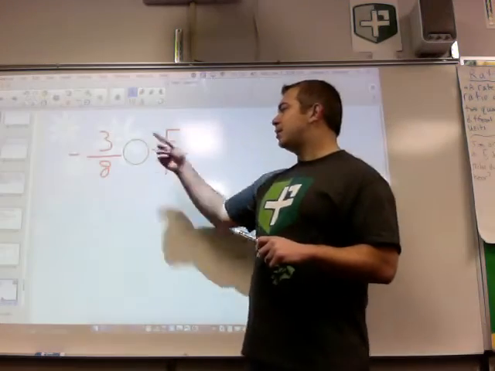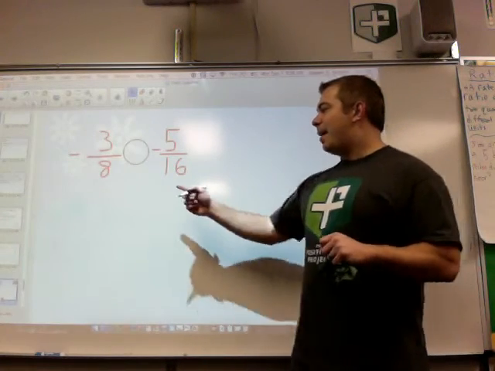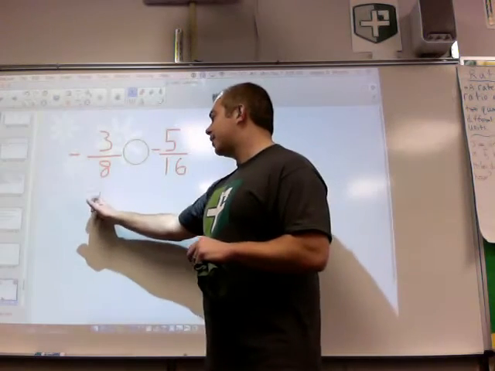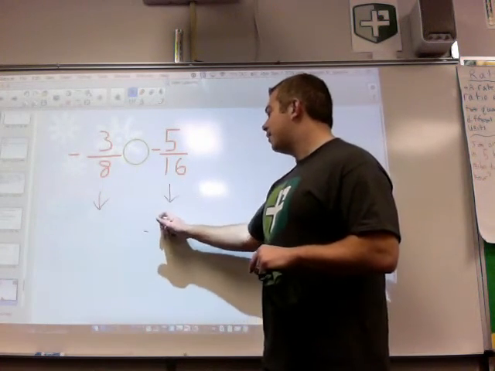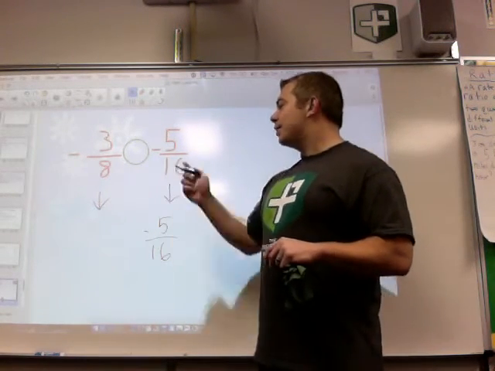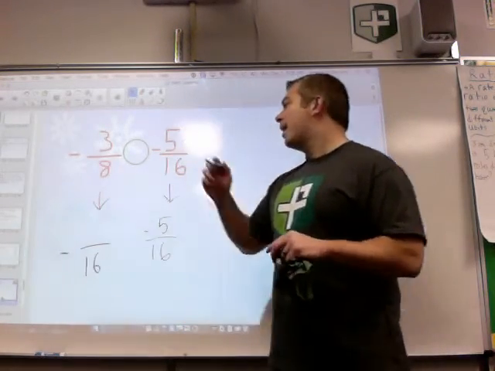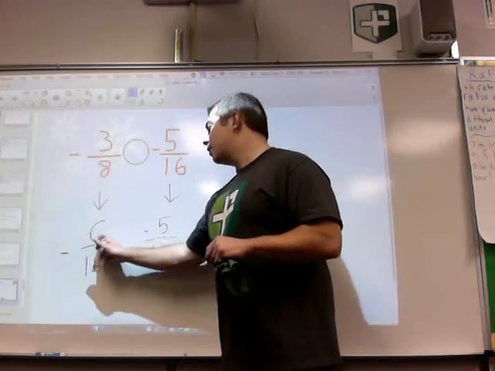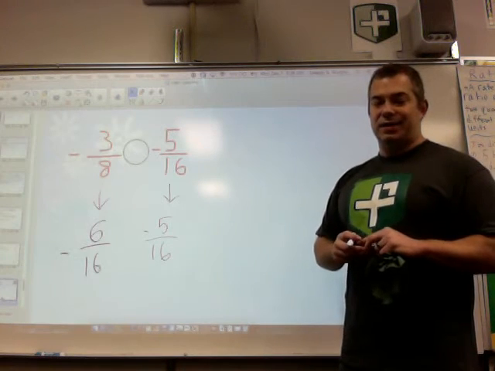So I could change this 3/8 to match the 16th down there. So how many times can 8 go into 16? It goes twice. So I'm going to rewrite this down here. All right, and I'm going to rewrite this one as well. I'm going to leave that as negative 5/16. And 8 can go into 16 2 times. So I'm going to make that a 16 as well. And 3 times 2 equals 6. So I have negative 6/16 or negative 5/16.